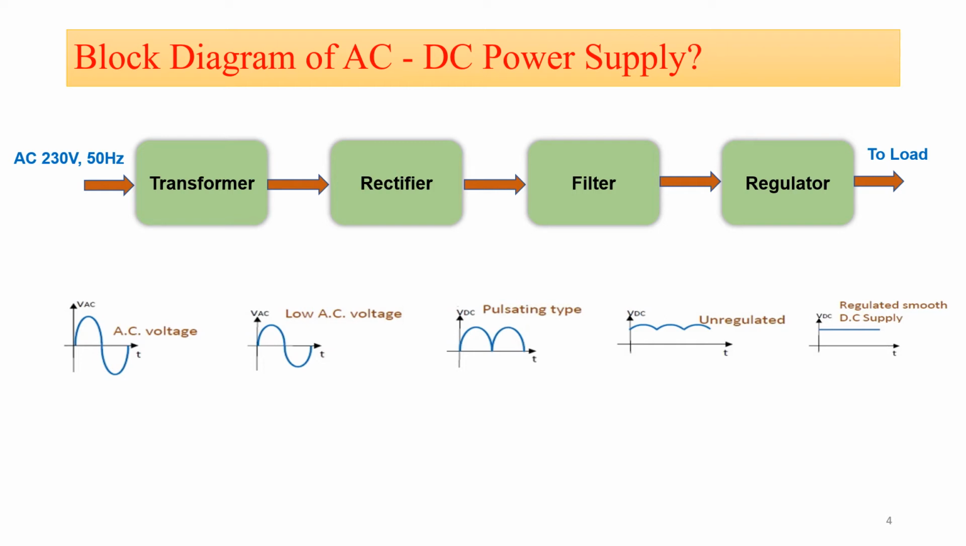Now at the output, you are getting a regulated smooth DC supply, and this DC supply is applied to the load. In this way we can convert our 230 volt AC signal into 5 volts, or whatever voltage we require at the output. In this way we can convert our AC signal into a DC signal by using 4 blocks, that is the transformer, then the rectifier, then the filter, and the regulator.